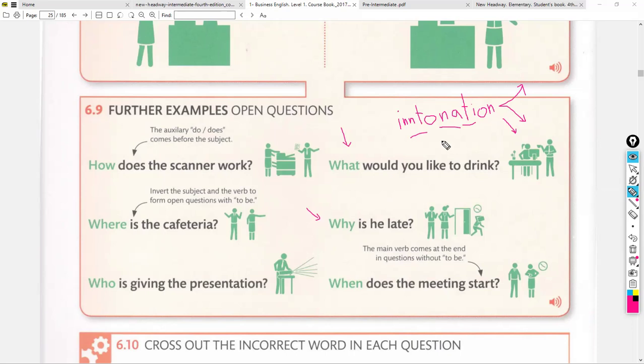This is a new rule: I don't use "does" or "do."